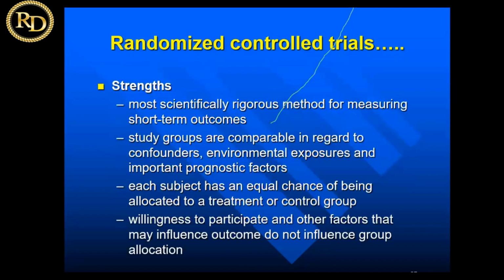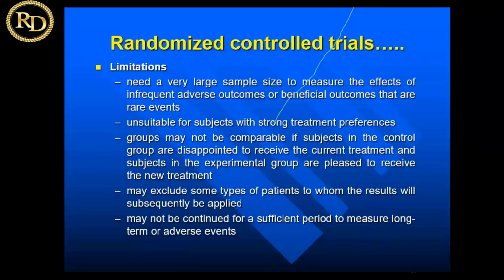Each subject has an equal chance of being allocated to a treatment or control group. Willingness to participate and other factors that may influence outcome do not influence the group allocation. The limitation is that you need a very large sample size to measure the effects of infrequent adverse outcomes, and where there are strong treatment preferences, where patients really want to have a drug, there you cannot. A lot of bias can also come. So again, we have to see what investigator bias is coming here, or whether confounding factors are there or not. They also cannot be compared where the groups are disappointed to receive the treatment.